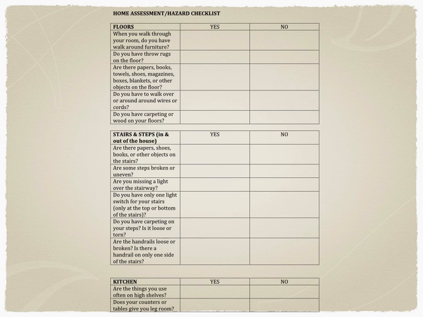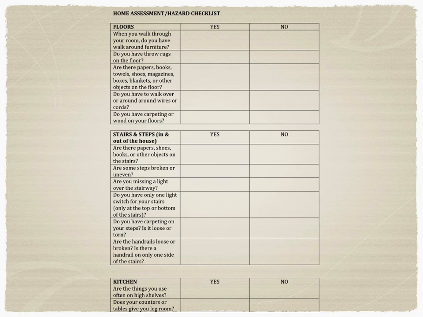For the stairs, are there papers or other objects on the stairs? Are some steps broken or uneven? Are you missing a light over the stairway? Do you have only one light switch for your stairs, either at the top or the bottom? Do you have carpeting on your steps? Is it loose or torn? Are the handrails loose or broken? Is it only on one side of the stairs?